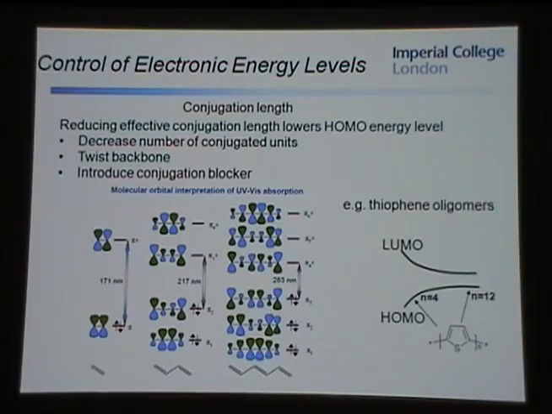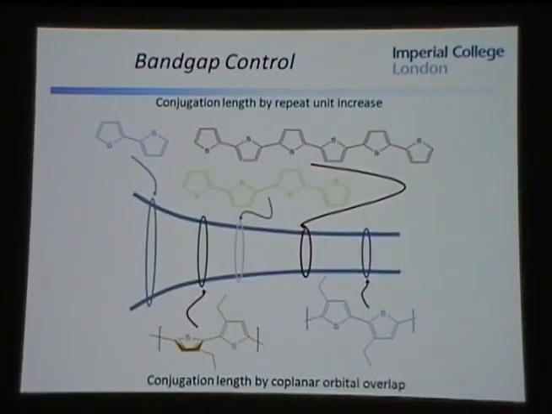That's quite hard to do synthetically, so typically another approach is to either introduce a twist into the backbone, that you already spoke about, or introduce what's known as a conjugation blocker. I'll hopefully show you an example. But this is saying the same thing again, basically. So you can control the band gap by changing the number of units that are in conjugation or by making a twist.